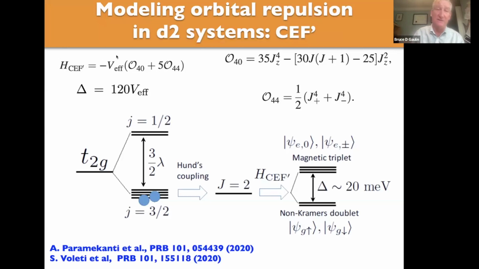And if VF is positive, and there's nothing that requires it to be positive, I should add, but if it is positive, then the splitting is such that you have a non-Kramers doublet and then some sort of a magnetic triplet. And of course, the gap between the two can be adjusted to a scale that would give you the inelastic excitation that connects the ground state doublet to the excited state triplet. So you can set this to be about 20 MeV.